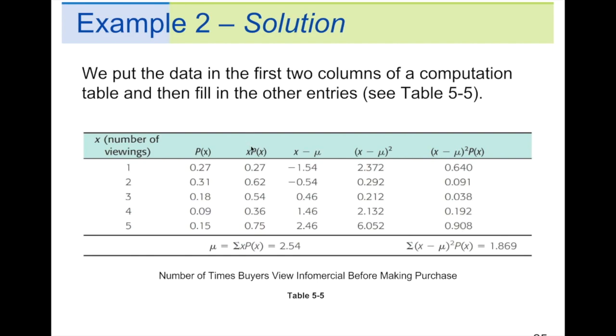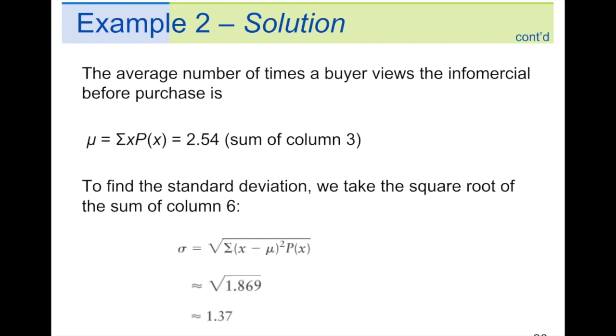Then we take the summation of x p of x to find our mu, our expected value, which in this case is 2.54, and we find the variance, which is 1.869, by adding up all these. The average number of times a buyer views the infomercial before purchase is 2.54, sum of column 3, as we just found.